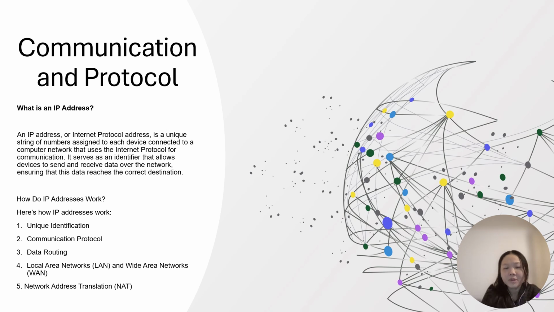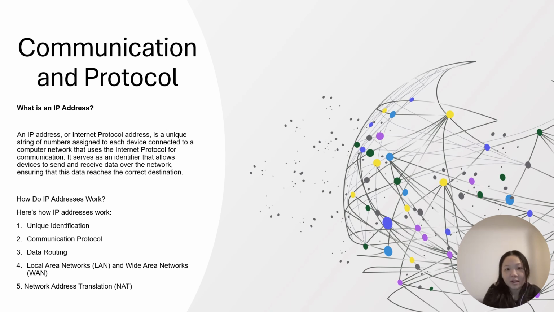For local area network, or LAN, and wide area network, or WAN. LAN, or local network: IP addresses can be assigned manually by an administrator or automatically by the DHCP server. Devices within the same network communicate directly using their local IP addresses.